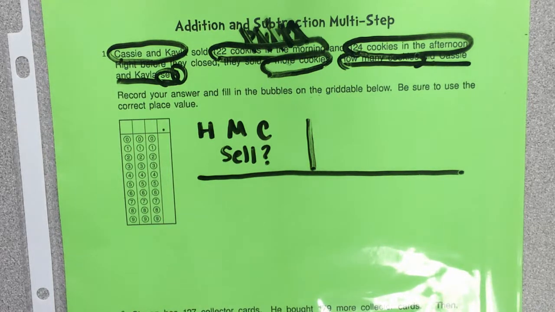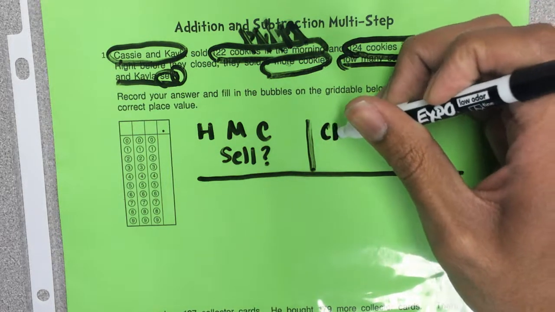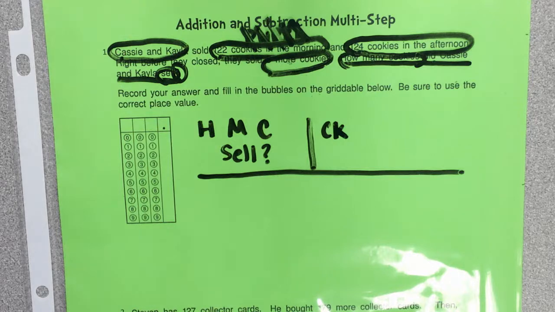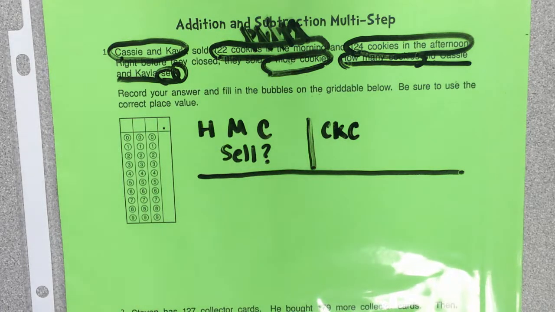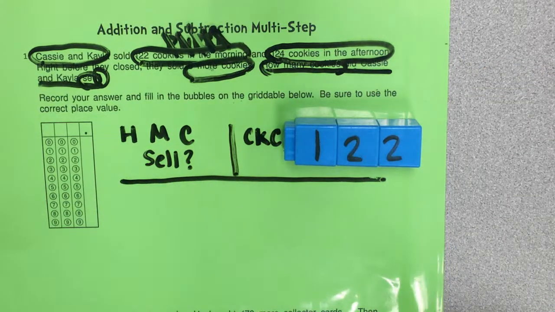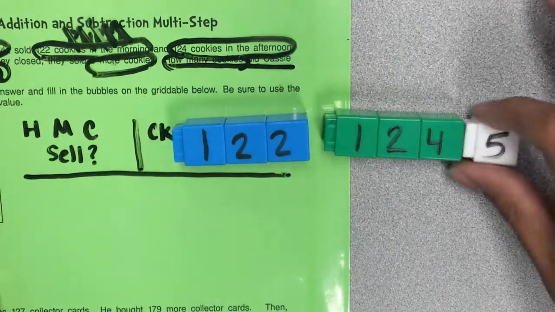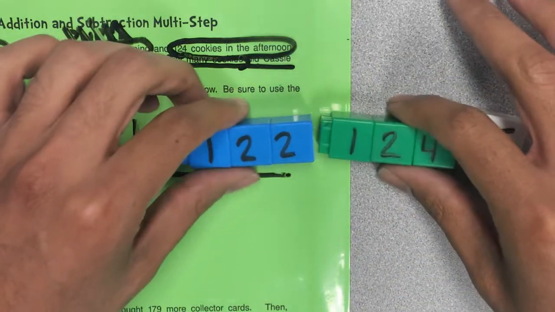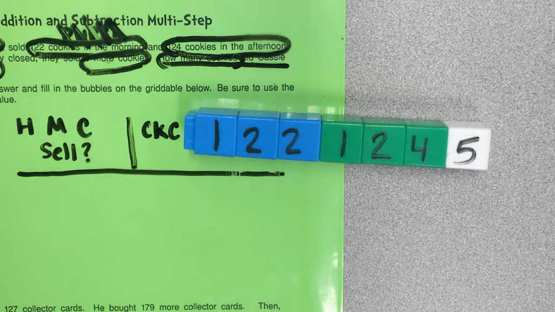Well, let's go over that information again. Who is it about? Cassie and Kayla. So I'm going to label my strip diagram with a C and a K for Cassie and Kayla. And what were they doing? Well, they were selling cookies. So this is about Cassie and Kayla's cookies. Okay, I know that they sold 122 cookies in the morning, and then they sold 124 cookies in the afternoon, and I know that they also sold 5 cookies right before they closed. And the question wants us to know how many cookies they sold in all. Oh my gosh, what am I doing? I'm joining. So that's what we're going to have to do in this problem.